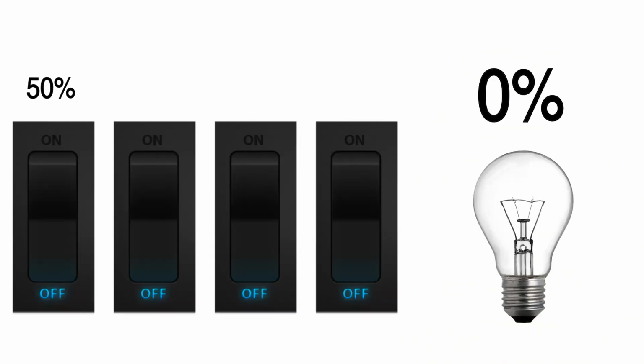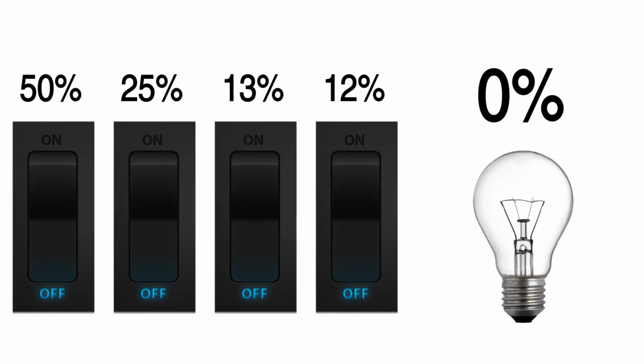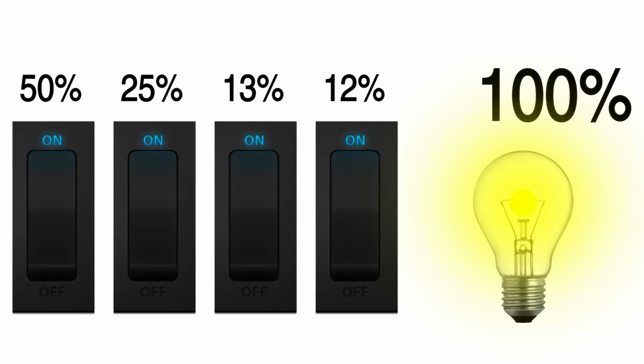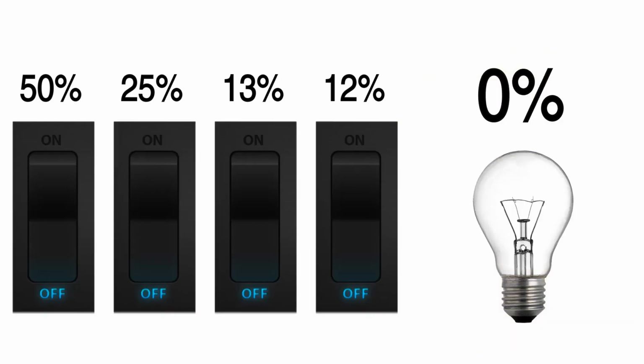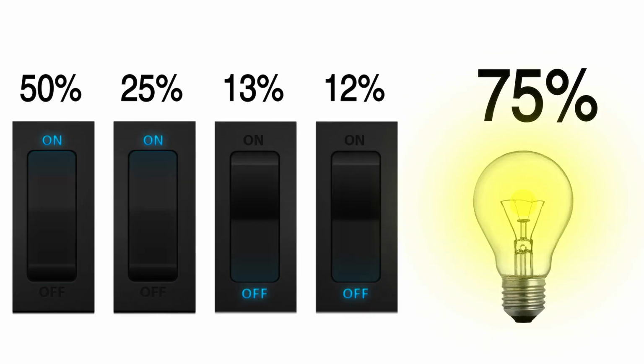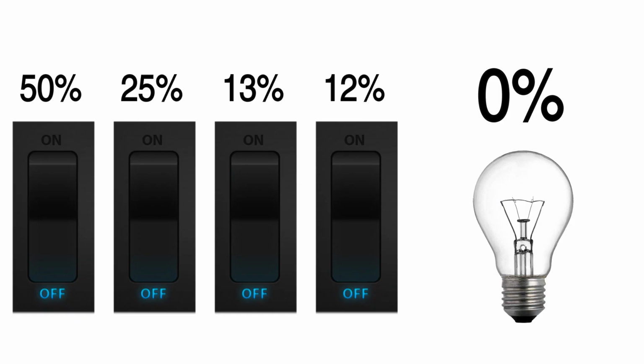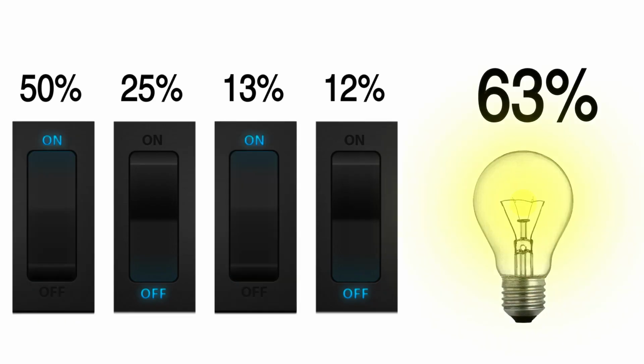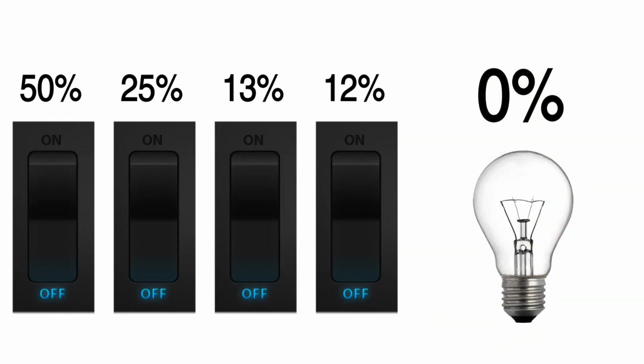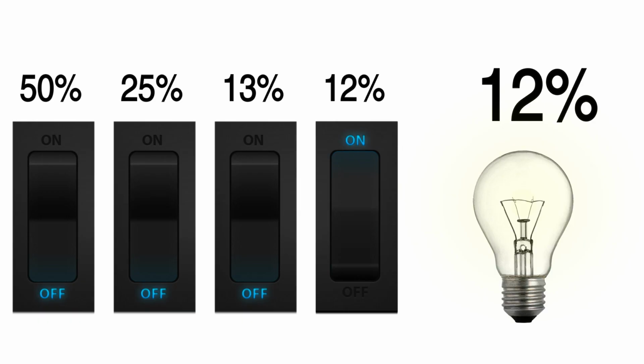If the first switch provides 50% light, the second 25%, then 13, then 12, we have way more options with the same amount of switches. If we want full light, we turn them all on. If we want 75%, we turn on the first 2. If we want 63% light, we turn on switches 1 and 3, or if we want 12%, we only flip the last switch, and so on and so forth.